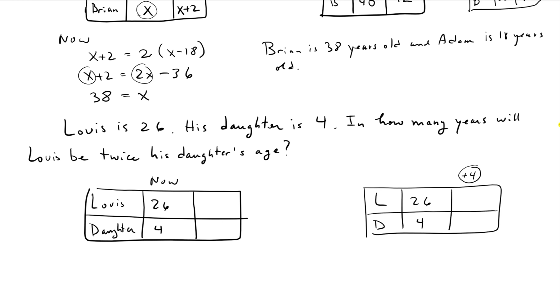This is a value I'm fixing, and let's see if I can recover the values of the other boxes. Yes, I can, because in 4 years, Louis is going to be 30 and his daughter is going to be 8. Is 2 times 8 equal to 30? No, so I can see that this is not correct. It's not in 4 years. But what this shows me is that if I fix t, everything else depends on it. So in t years, Louis is going to be 26 plus t, and his daughter is 4 plus t. Let t be the number of years.